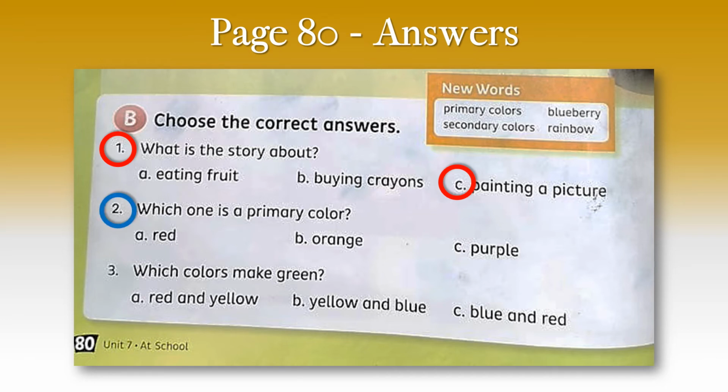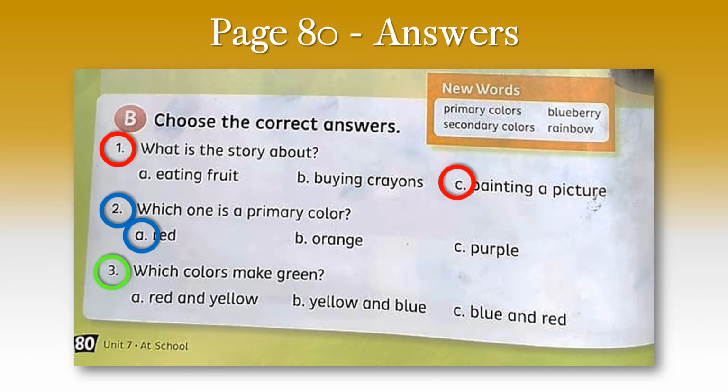Number 2, which one is a primary colour? That means you cannot mix 2 colours to make this colour. This colour cannot be made. Is it A, red, B, orange, or C, purple? It's A, red. Do you remember? Red, yellow and blue. These are the primary colours.